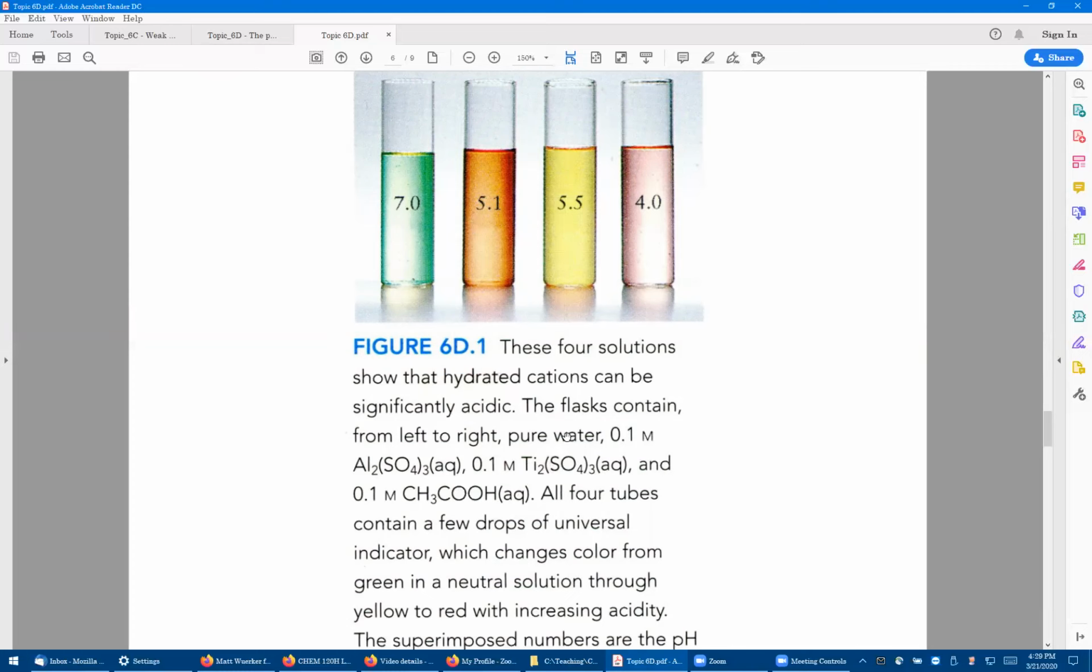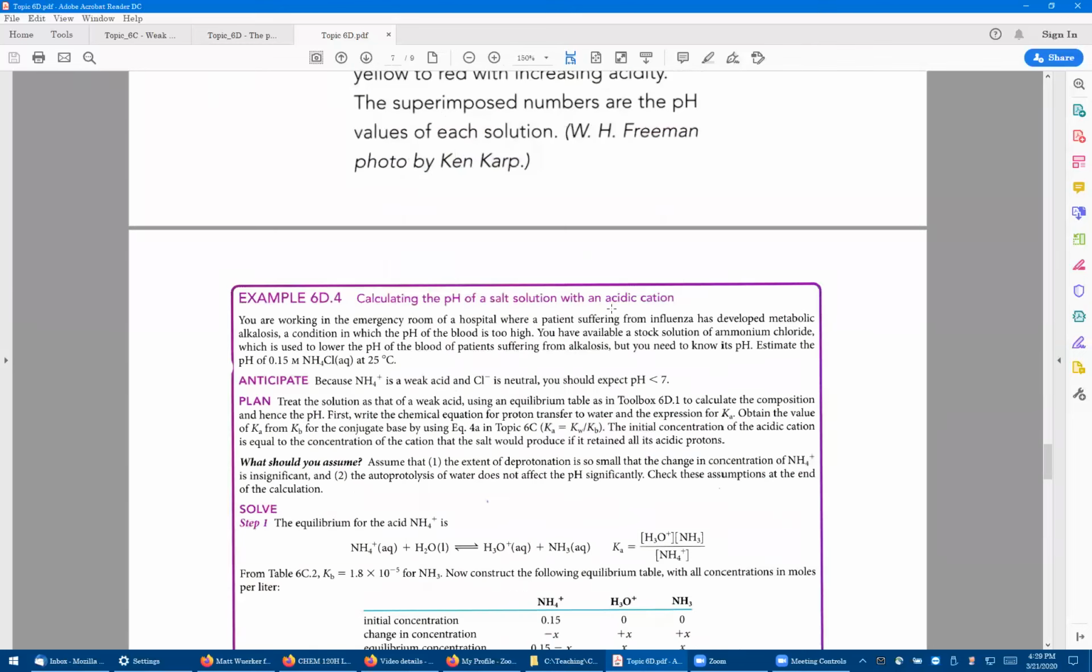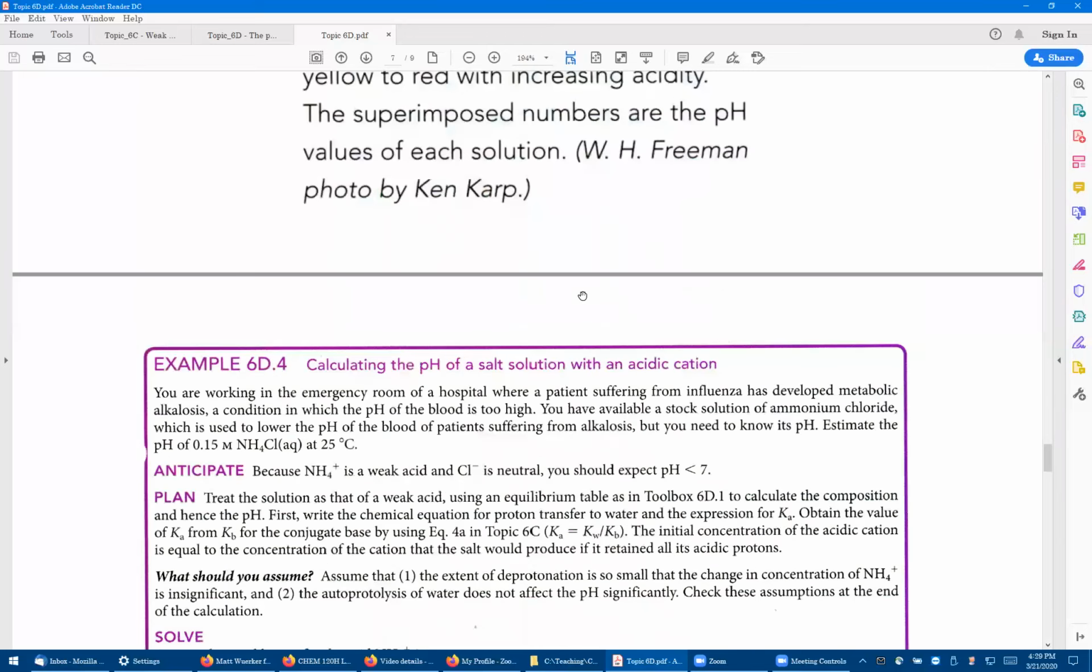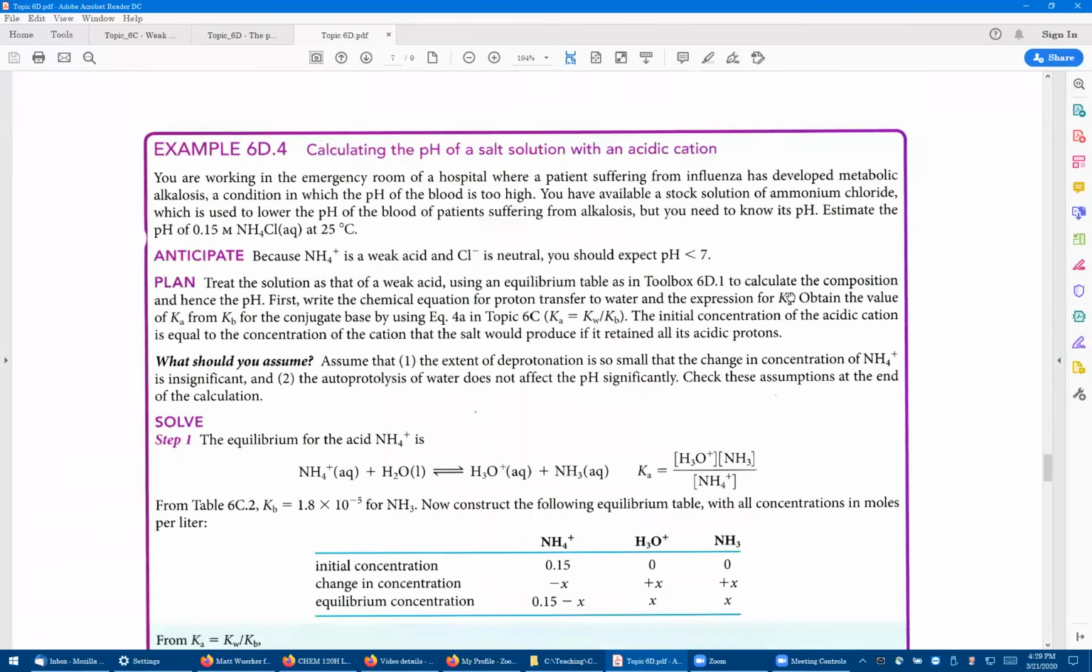Just to give you an indication, all 3 of these solutions are 0.1 molar. This is 0.1 molar acetic acid, and these are both 0.1 molar in that salt solution, just to give you an approximate comparison. So what it means is that both of these, although they are mildly acidic, are not even as strong an acid as acetic acid, which has a lower pH than both of them do. So these are the solutions that we're going to consider some examples of from your textbook.